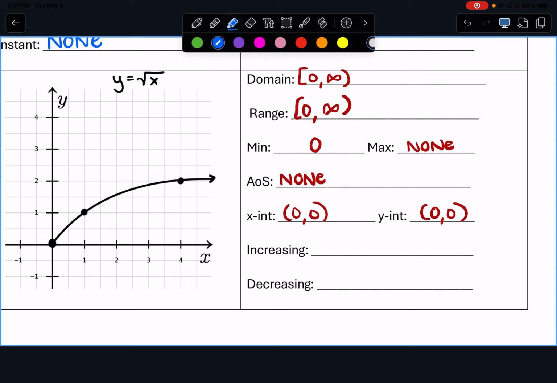Now, this graph, we start here. What is that graph doing? Increasing. So what would that interval be? 0 to infinity. And we use parentheses. And does it ever decrease? No. So we put, none.